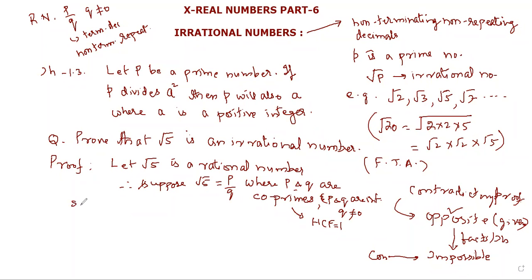After this, what we will do is square both sides. Squaring both sides, we get 5. Root 5 squared is 5, and the right hand side becomes p square upon q square. Okay, got it?